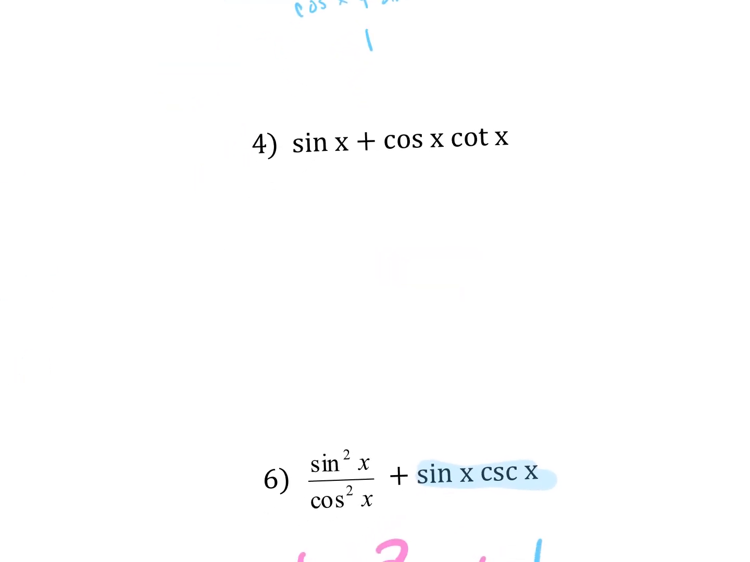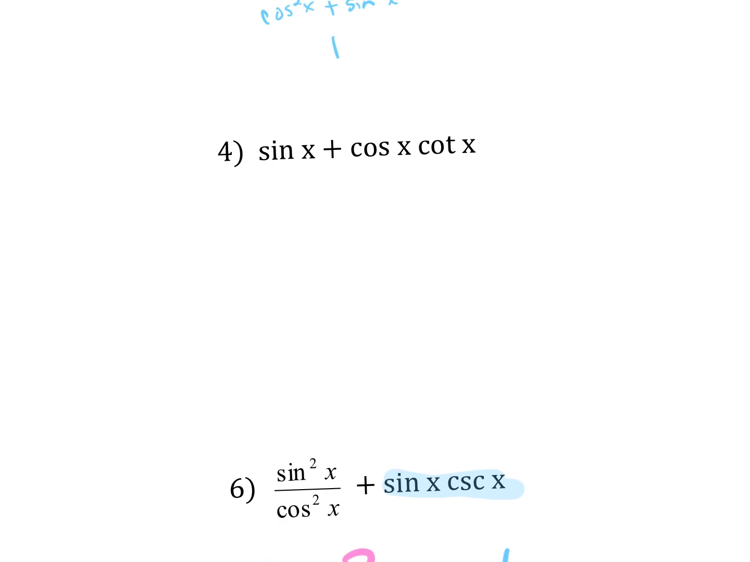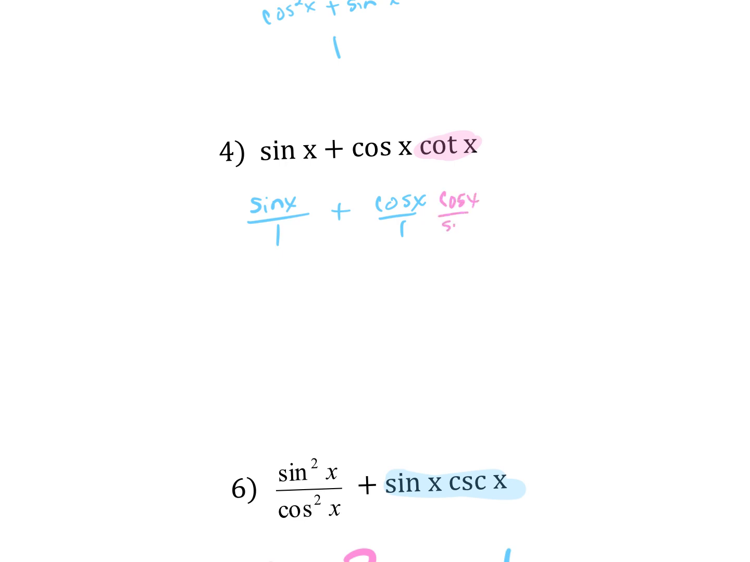Okay. All right, let's look at 4. This one is a little trickier. Not tricky, though. Just identify them all. This cotangent, how can we rewrite that cotangent using sines and cosines? There you go. Good, Ryan. Cosine x over sine x. Okay, so now we have this. We have sine of x over 1 plus cosine squared x over sine x.